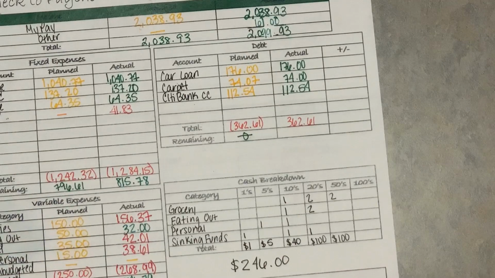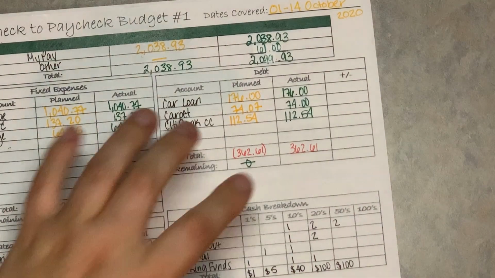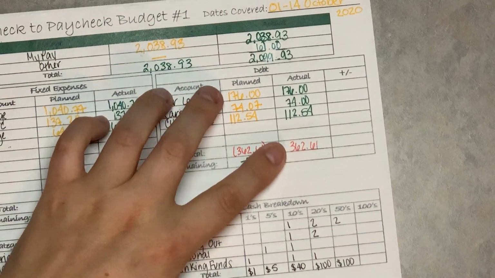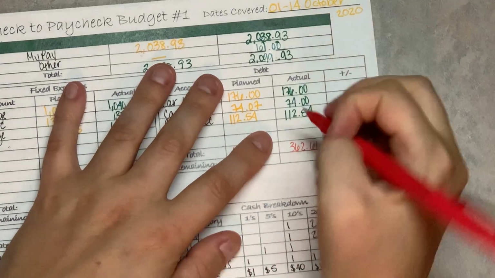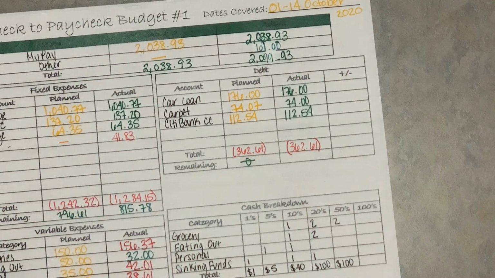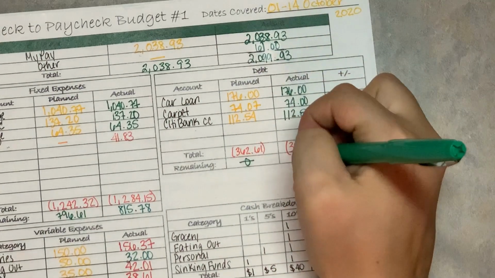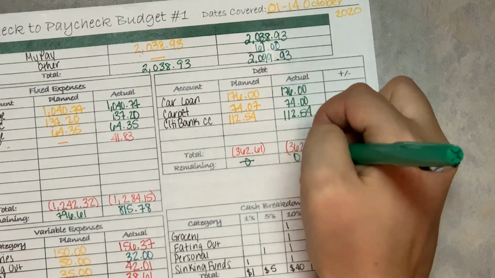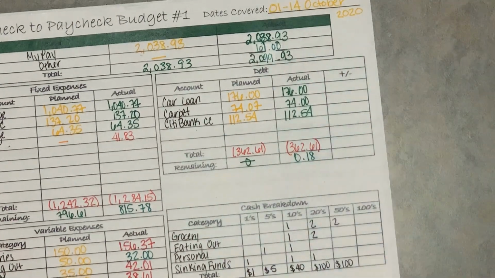And then I move right back up to my debts. And I spent $362.61, which left me with $0.18 remaining. So this technically didn't turn out to be a zero-based budget just because I didn't do anything with this additional 18 cents. But you know what?